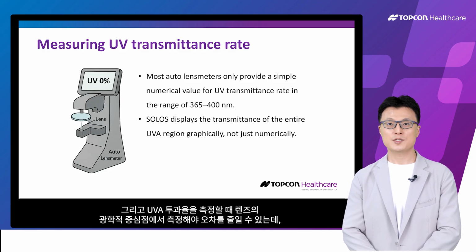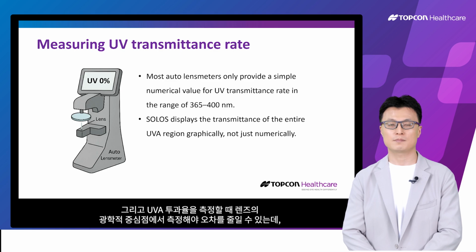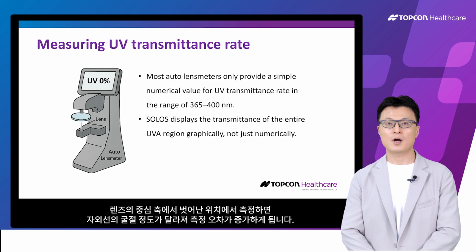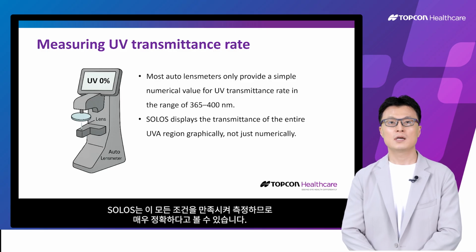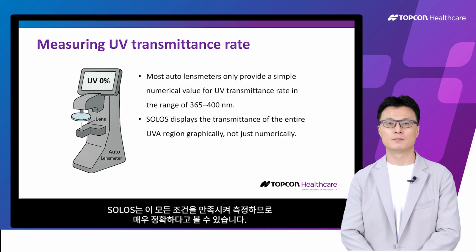Plus, when measuring UVA transmittance, you should measure at the lens's optical center to reduce errors. If you measure off-axis of the lens, the amount of UV light refracted will be different, increasing the measurement error. Since SOLOS meets all of these conditions, it can provide very precise results.